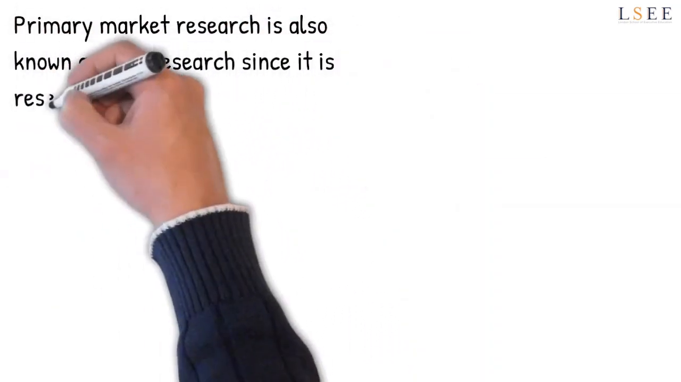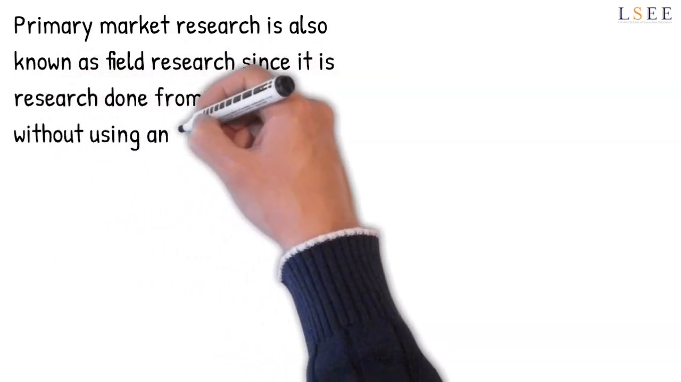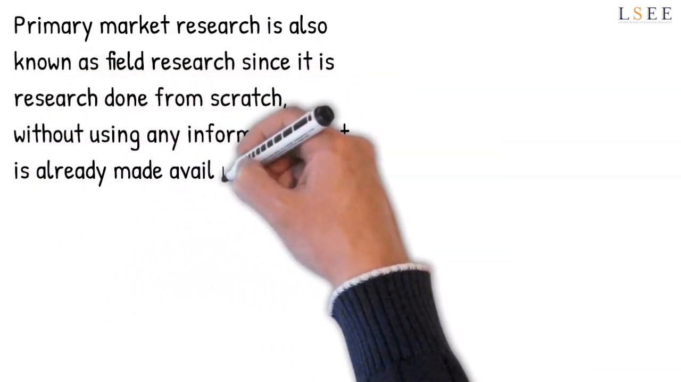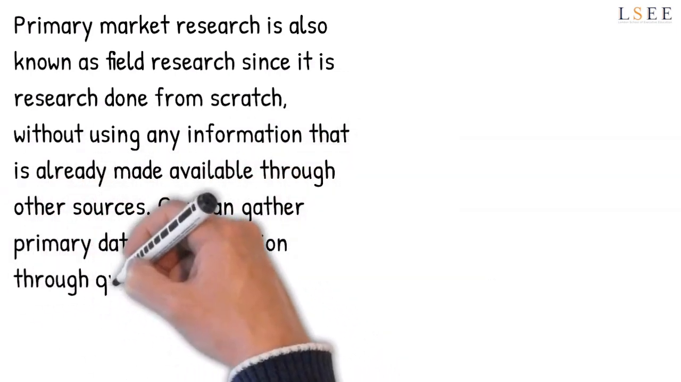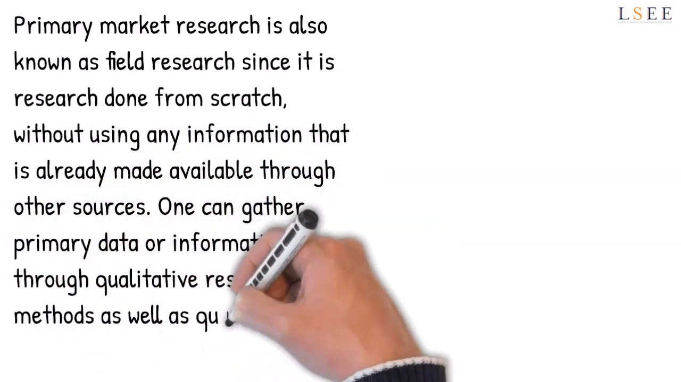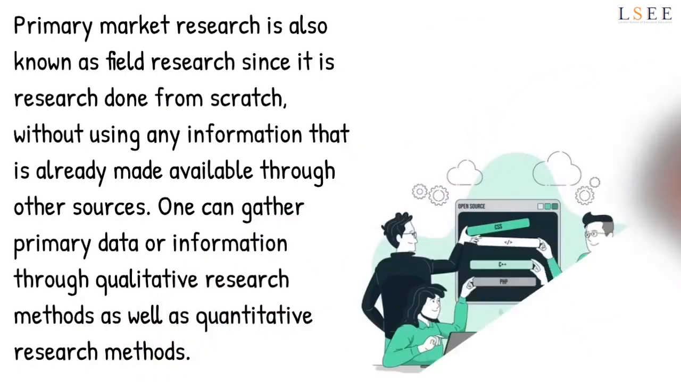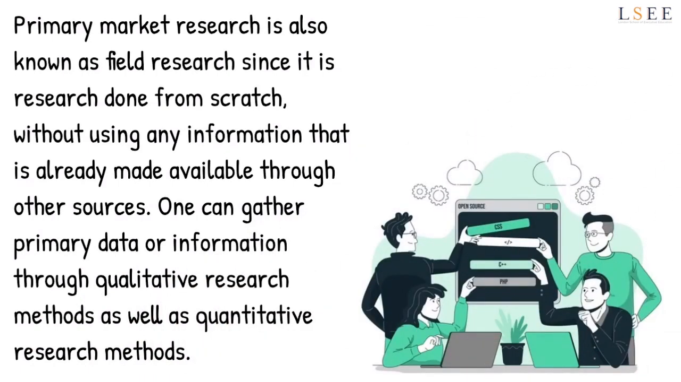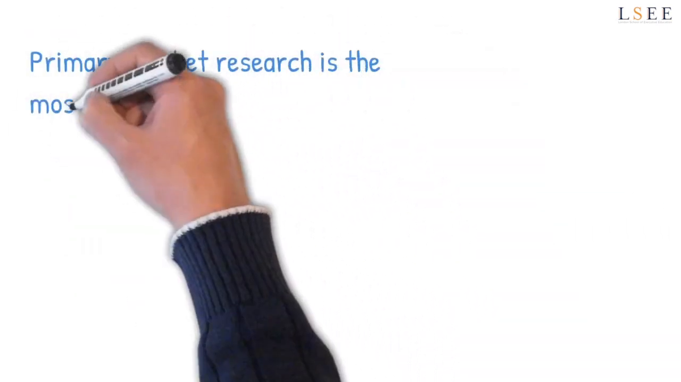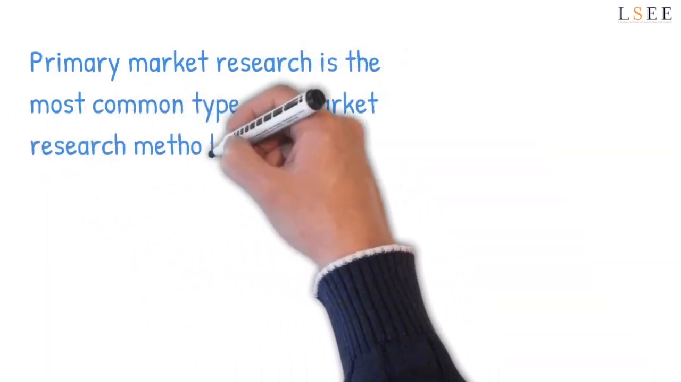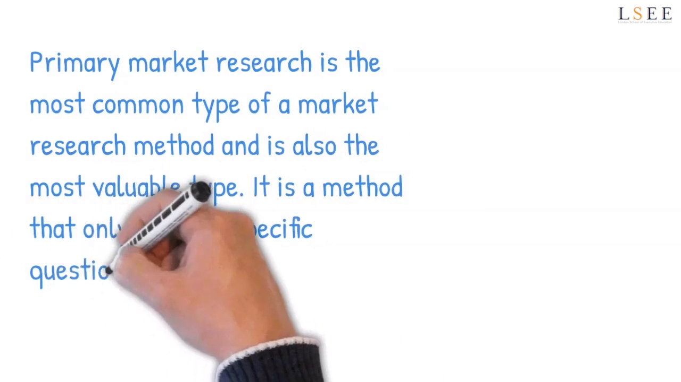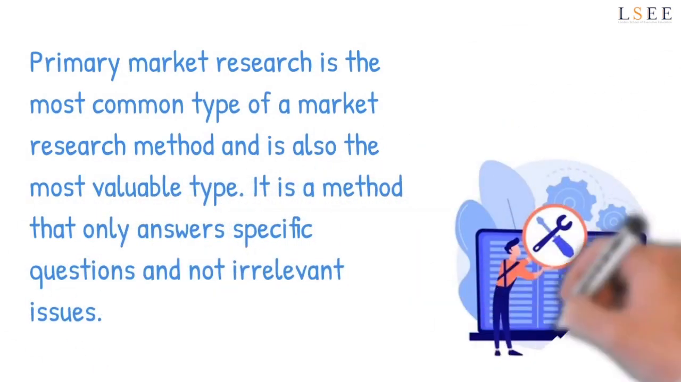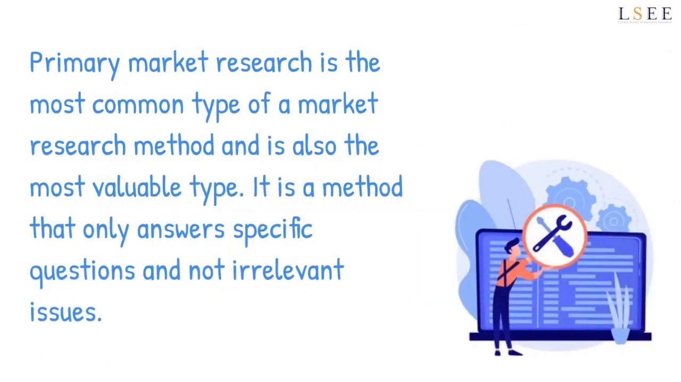Primary market research is also known as field research since it is research done from scratch, without using any information that is already made available through other sources. One can gather primary data through qualitative research methods as well as quantitative research methods. Primary market research is the most common type of market research method and is also the most valuable type. It is a method that only answers specific questions and not irrelevant issues.